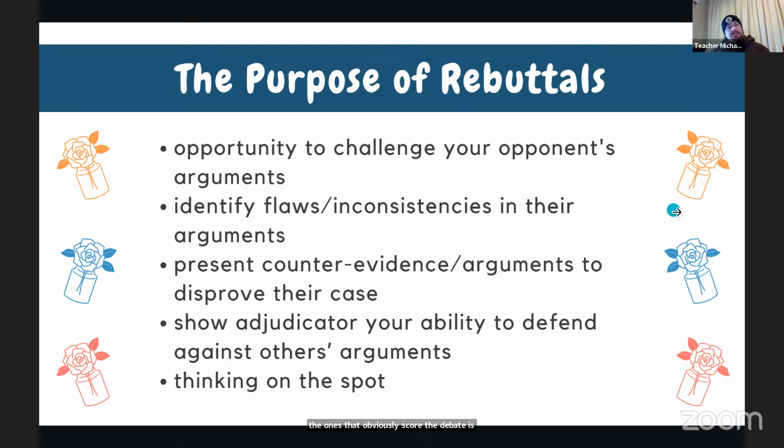In a rebuttal, it's your opportunity to present counter evidence or counter arguments to disprove your opponent's case. So again, the proposition team are arguing to prove the motion correct, but the opposition team are arguing to prove the proposition team wrong.